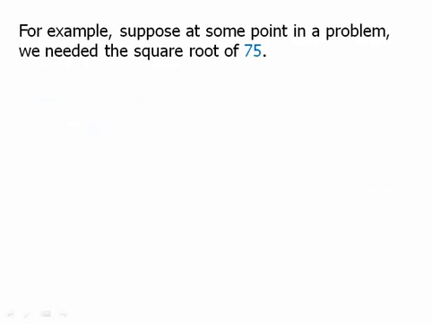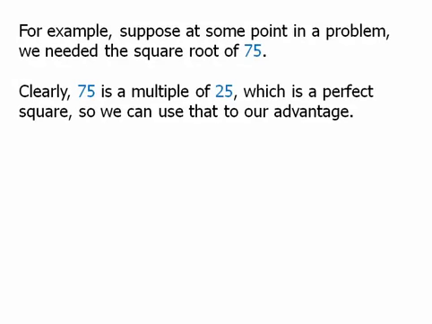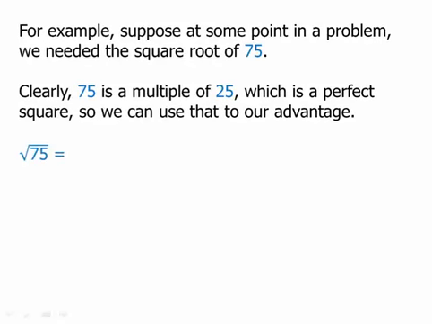For example, suppose at some point in a problem we needed the square root of 75. This was the hypothetical problem I expressed earlier. We do all our correct math, we find square root of 75 is the answer, it's not listed among the answer choices. What's going on? Well, clearly 75 is a multiple of 25, and 25 is a perfect square, and we can use this to our advantage. I'm going to start with square root of 75, and I'm going to write that 75 as 25 times 3, because of course 75 is 25 times 3.